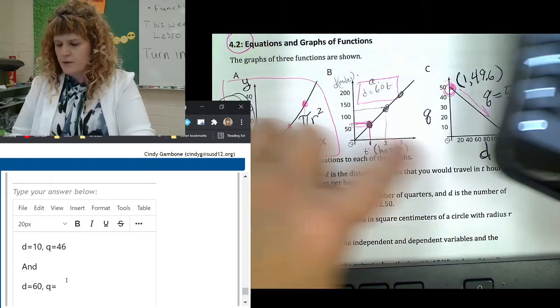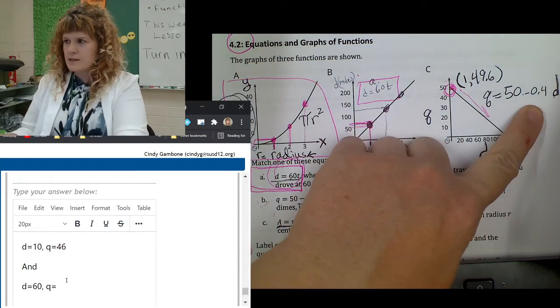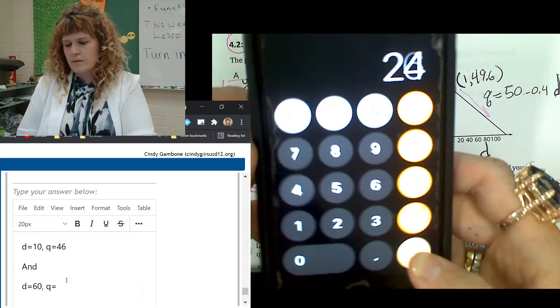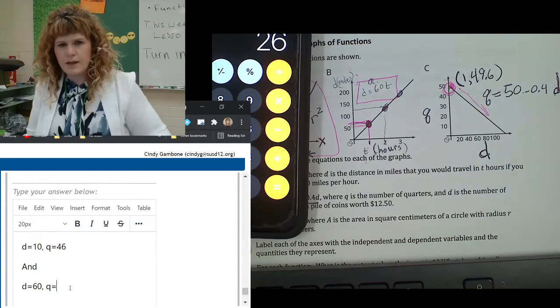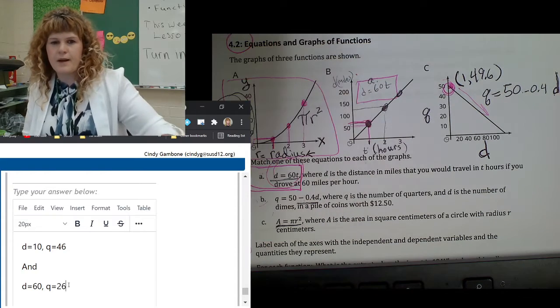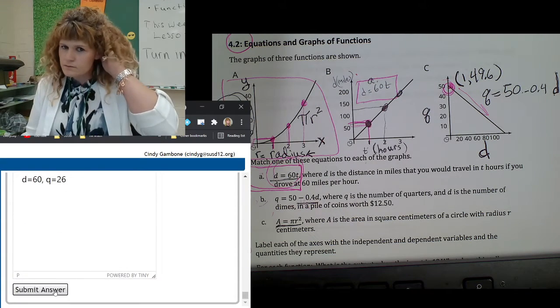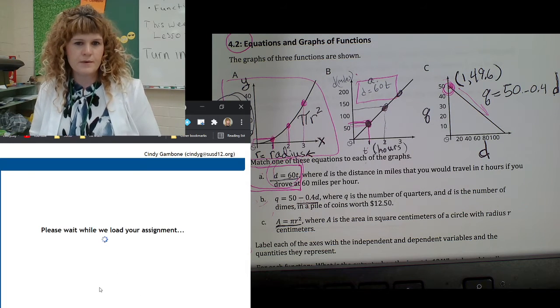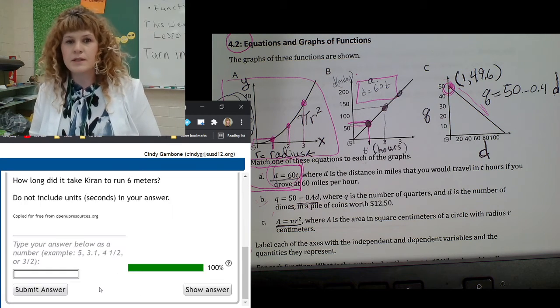That's 24. So I need 50 minus 24. 26. You can go ahead and do whatever numbers you want, but you have to get the math correct. I'll be more impressed if you do different numbers than me so that I know you really did it yourself.